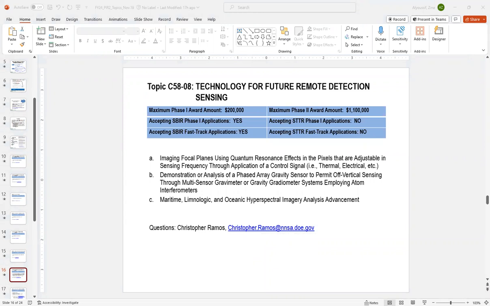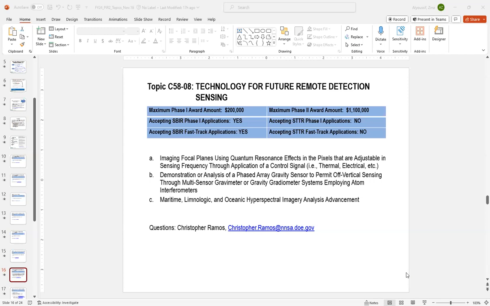And in executing that mission, the remote detection team usually helps to develop things like imaging focal planes. We're looking this year at wanting to take advantage of some quantum resonance effects that we have seen in the literature and make some investment to see how far the small business community might be able to take some of these ideas.